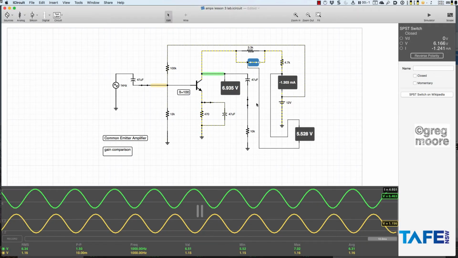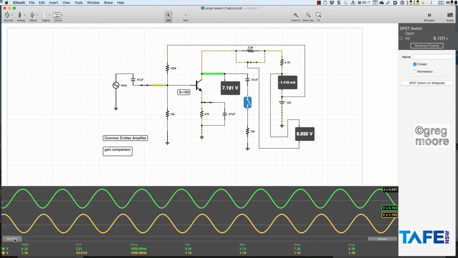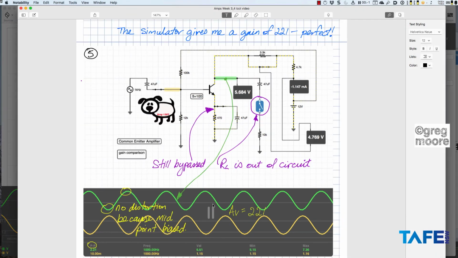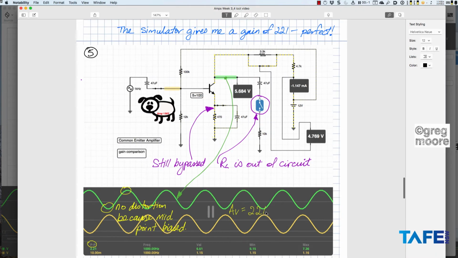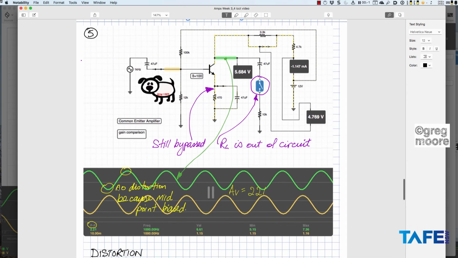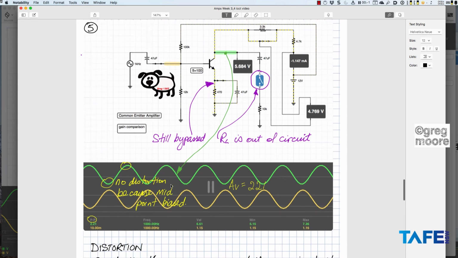Let's go and have a look at that. So take that out and simulate it. And there it is. We can stop that. Pause that there. And we've got 2.21 volts peak, so 2210 millivolts peak to peak here, 10 millivolts, gain of 221 times. And that's exactly what I had here on the recording before I captured that picture. Still no distortion, we're midpoint biased, and everything's still looking good at that point.